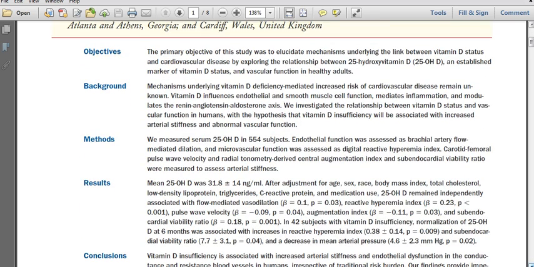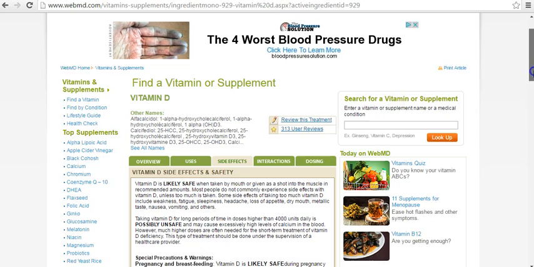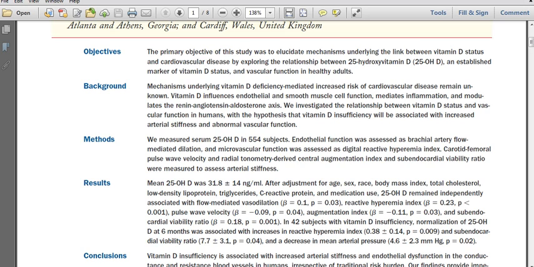that their article talks about a study they performed in order to come to their conclusions about vitamin D and arterial stiffness. If we go back to the WebMD entry for a moment, under side effects, WebMD briefly mentions hardening of the arteries. So this is an easy choice. The journal article, a scholarly source, is the best choice for your college research paper.